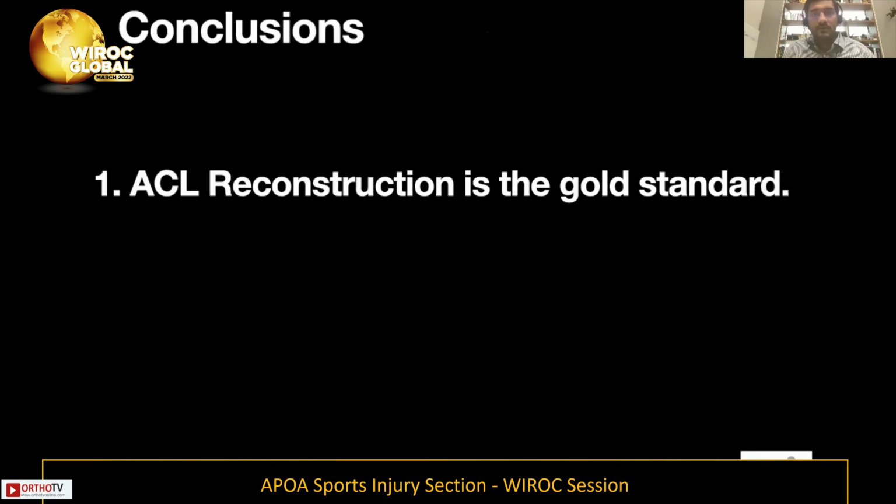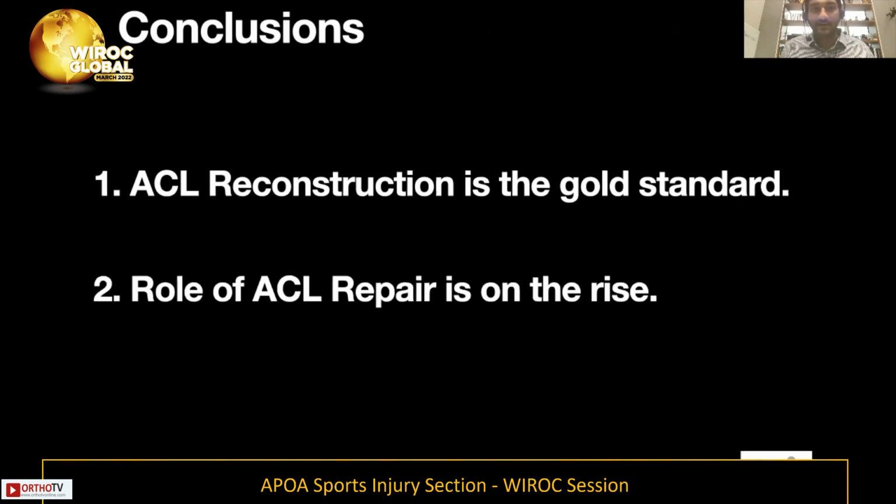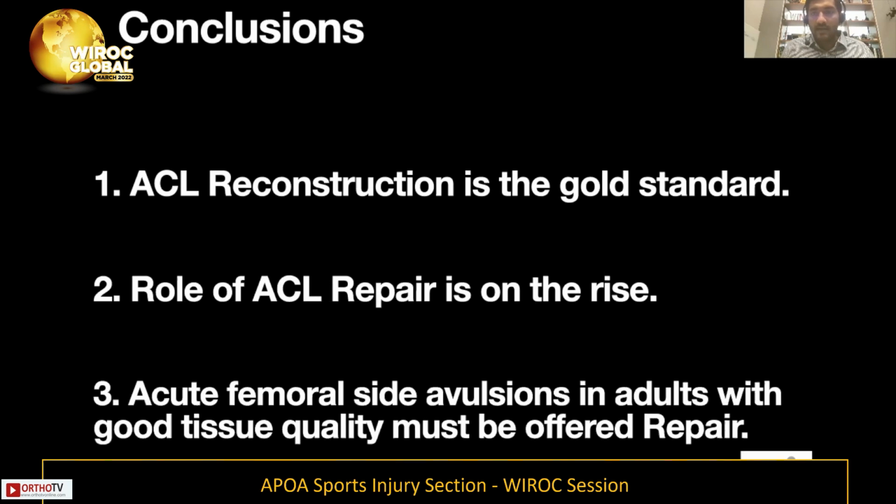So the conclusions of this talk are: number one, when we talk of ACL repair, overhauling primary ACL reconstruction, we need to for sure say that ACL reconstruction is still the gold standard. Two, the role of repair is definitely on the rise. And the current indications are an acute femoral sided avulsion in adults with good tissue quality. These are the patients where we must try and preserve, protect anatomy and proprioception, knowing in our heads that the evidence says that the results of repair are as good as a reconstruction.